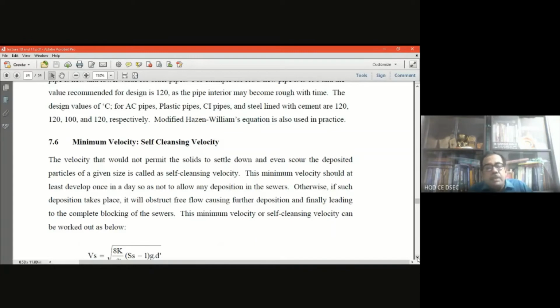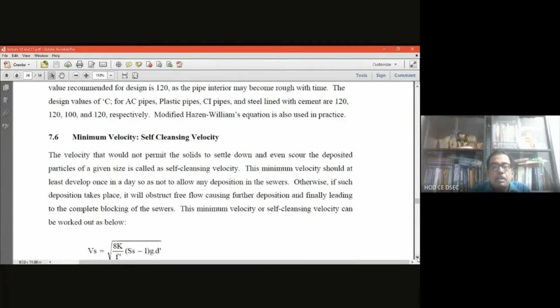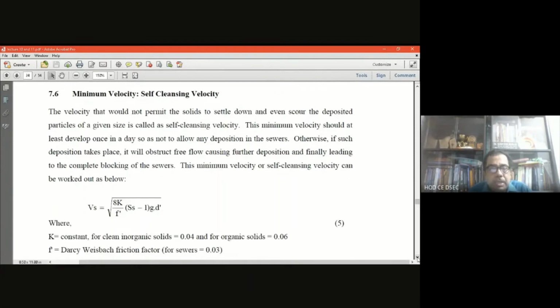That means the minimum velocity should be developed once in a day so as not to allow deposition, formation of silt in the sewers. Otherwise, the deposition takes place and it will obstruct the free flow as it will choke the piping cross section. So we are very careful to check the minimum velocity while discussing the hydraulic design of the sewer, while calculating the velocity, while calculating the diameter of the pipe. This minimum velocity checking is mandatory for the hydraulic design of the sewer.